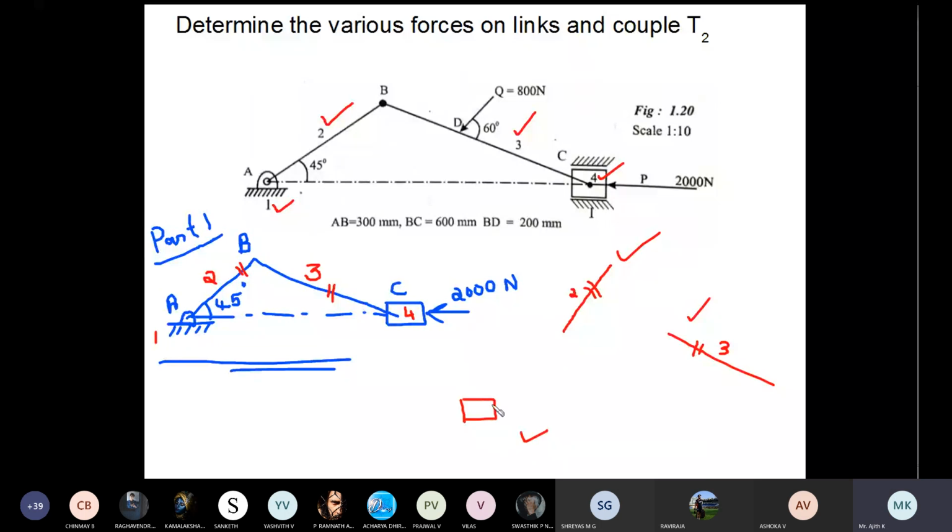Now note down different forces acting on individual links, and from which link you have to start, whether to start with link number 2, 3 or 4. Even that I told you in the previous class. You have to start with the link on which there is one known force. So a force of 2000 Newton is acting on link number 4. So you have to start with link number 4 and mark which are the forces acting on link number 4. There is a force of 2000 Newton on link number 4.